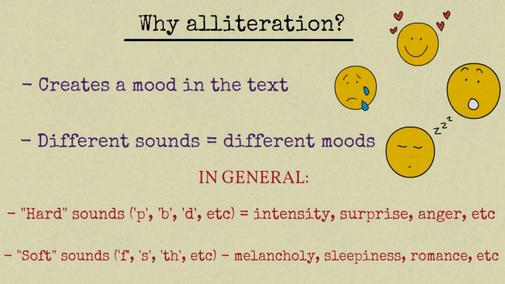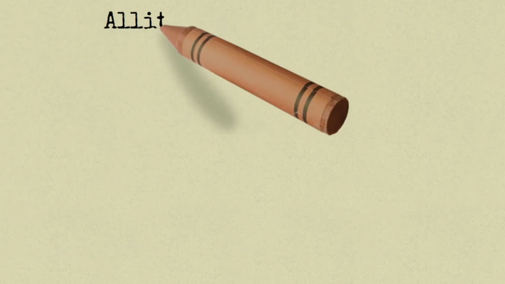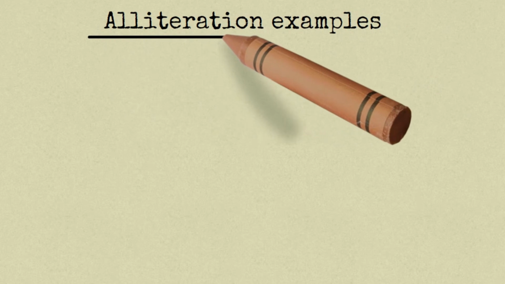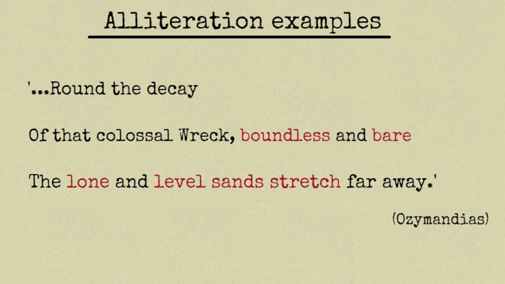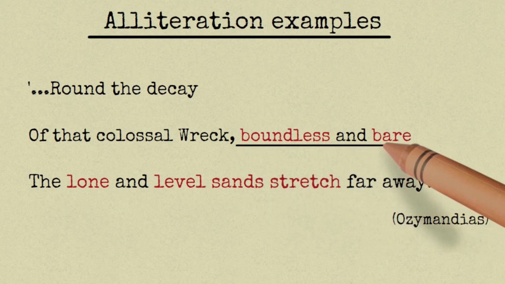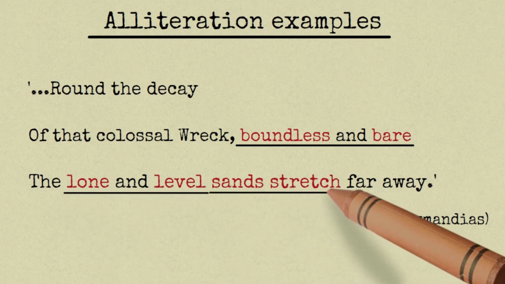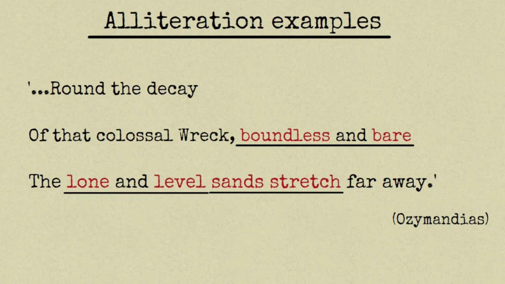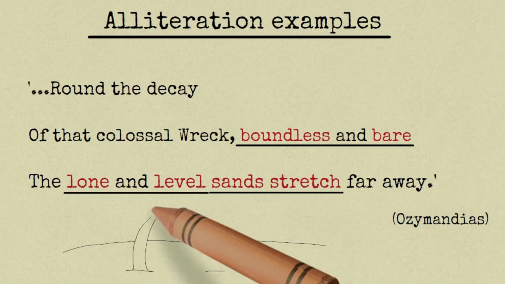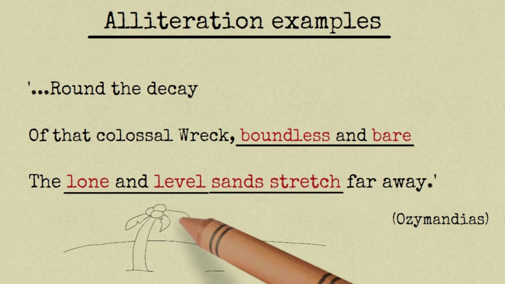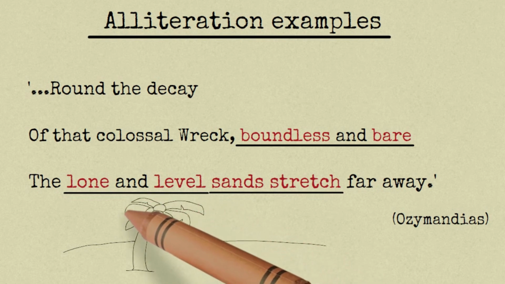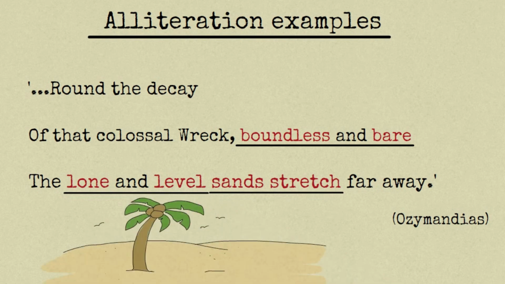So now that we understand the basics of alliteration, let's have a look at some examples of alliteration in literature. There are a few pairs of alliterative words which I've highlighted for you: boundless and bare, lone and level, and even sans and stretch. While they do help to drive the pace and rhythm of the lines, the alliteration in this example highlights the emptiness and vastness of the desert surrounding the wreck.